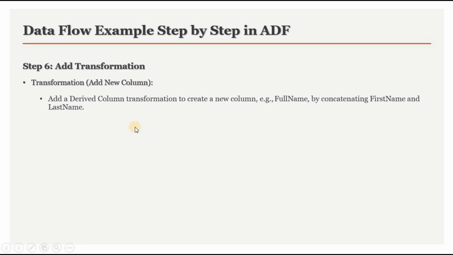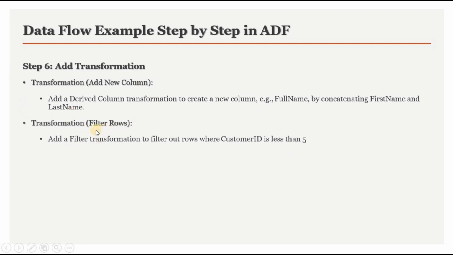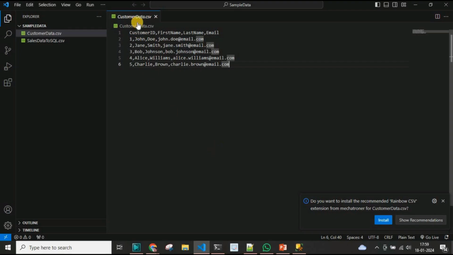So this transformation we added, the add new derived column transformation. Next transformation we have the filter rows. So we'll add the filter transformation to filter out rows where the customer ID is less than 5. If you see the CSV, for the customer ID less than 5, I'll copy these 4 rows into our table, and I will skip this last one.